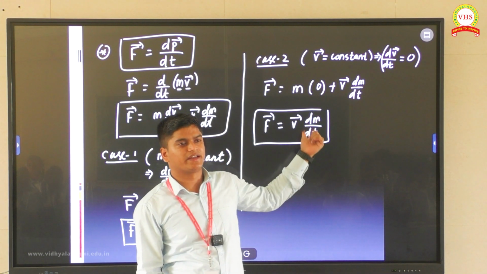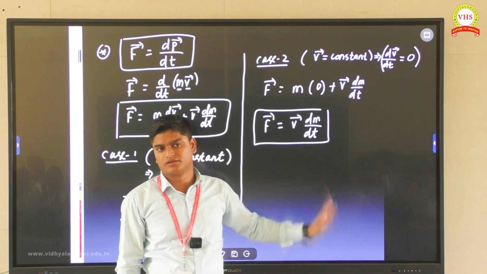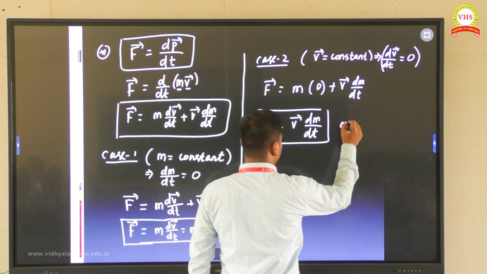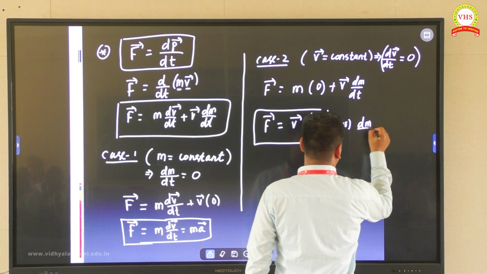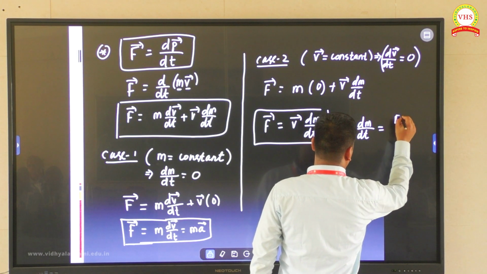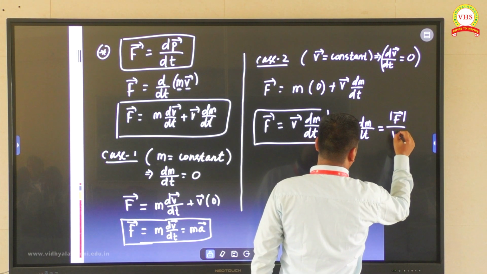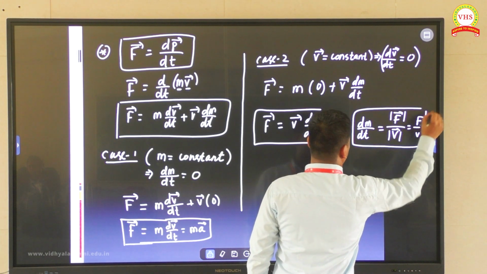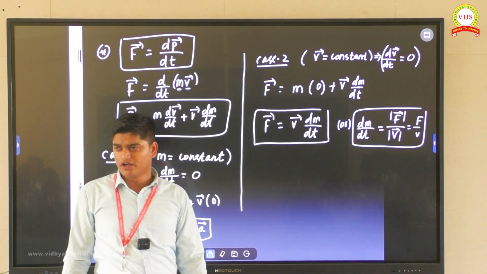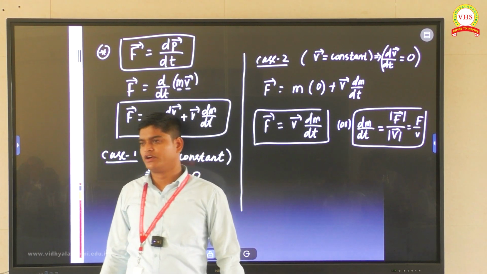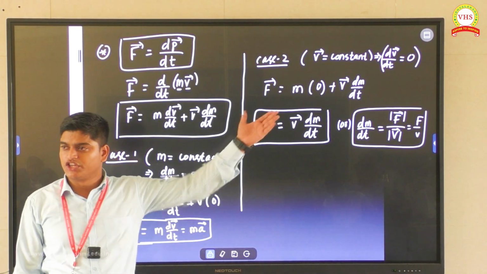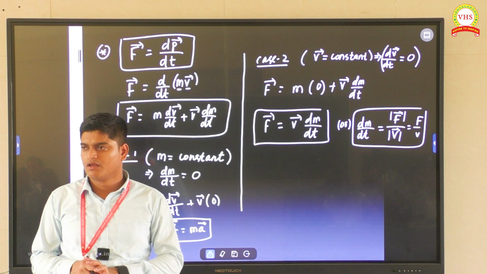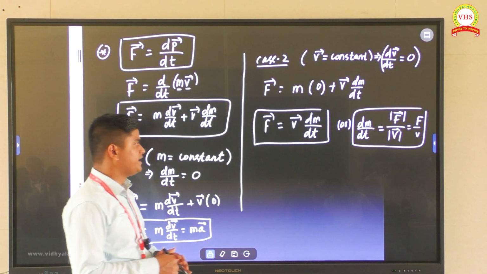Velocity constant, mass is varying here. Then this formula is coming here. This is dm by dt, which I'll write here. Or you can write, magnitude wise, dm by dt is nothing but force by velocity. So in the question now they'll give force and velocity. Force is given 300 Newton, constant velocity given 20 meter per second. So 300 by 20 is what is coming? dm by dt.